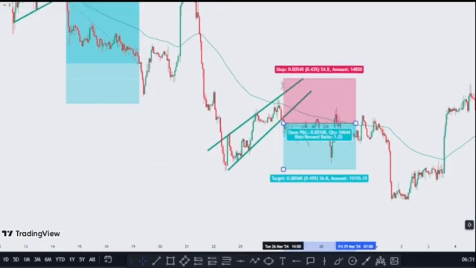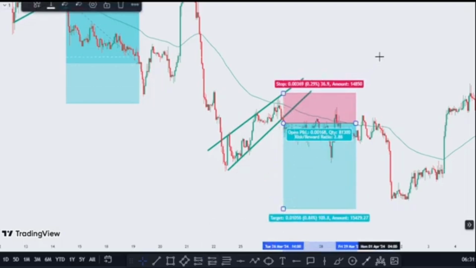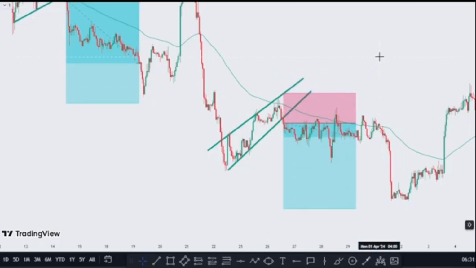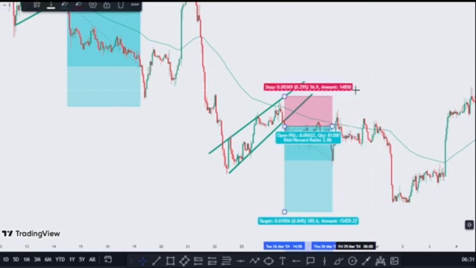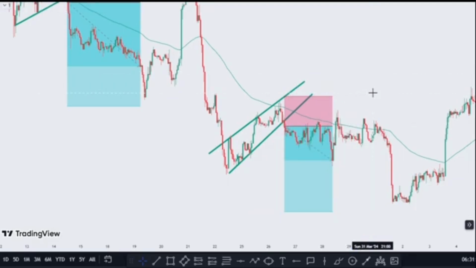Then boom, boom. So this is just like extra confidence for you to execute without hesitation. Whenever you see it, execute. Not that you're not going to lose, but this is going to give you like a 90% win rate.